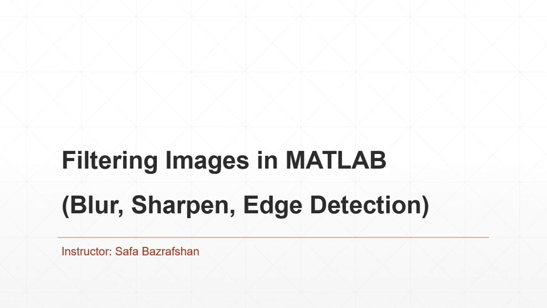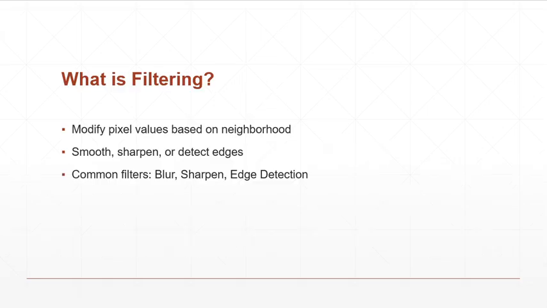In this lesson, we will learn about image filtering. Filtering is used to enhance images or extract important features like edges. Image filtering changes each pixel based on its surrounding pixels. It can smooth an image, make it sharper, or highlight edges. The most common filters are blur, sharpen, and edge detection.